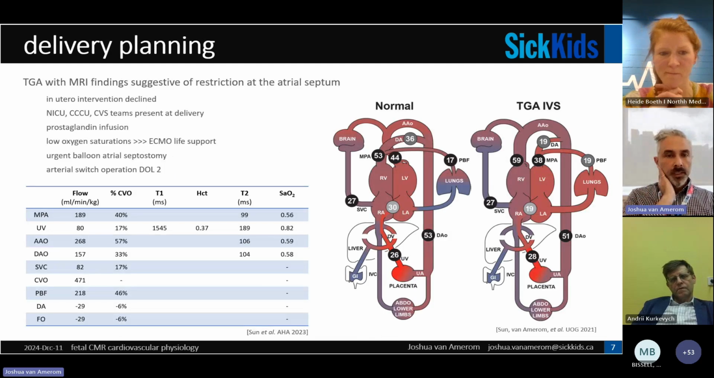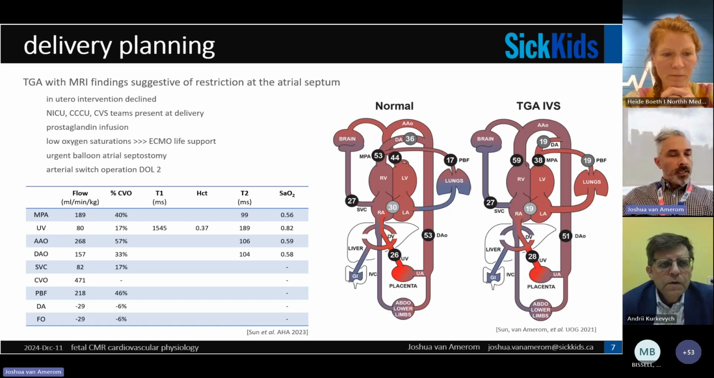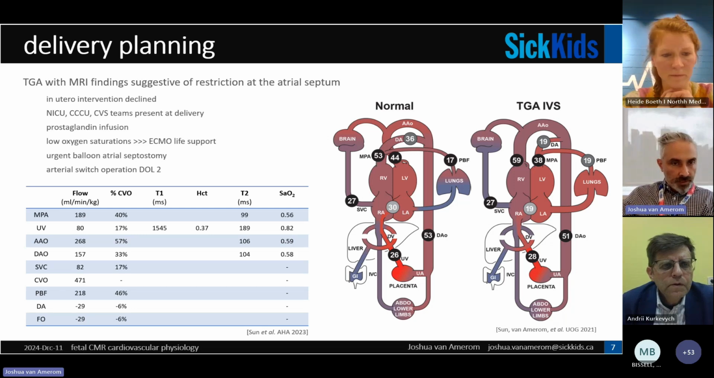And so one more, a bit more recent, we had a TGA case, and in this one, the MRI findings were suggestive of a restriction at the atrial septum, which would inform intervention. This was declined in utero, but it did allow for delivery planning. So I'll highlight here first. In TGAs, there's going to be flow typically across the foramen ovale. In this case, it was very reduced, but there's quite a bit of pulmonary blood flow happening still.